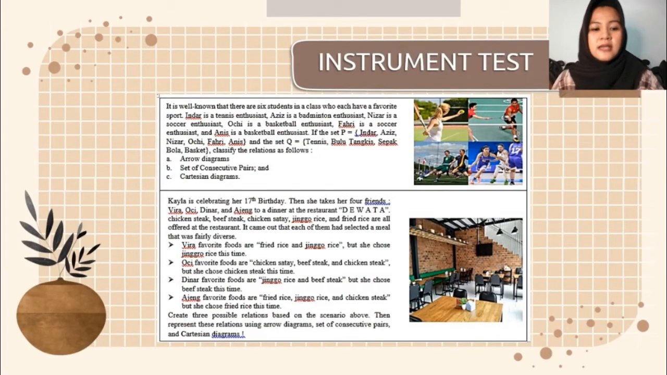The following is an illustration of the kind of test instrument utilized in this research. The two questions I created were contextual in nature. In order to get a better grasp of student comprehension, students are required to express their response in the form of a row diagram, Cartesian diagram, or set of consecutive pairs in both questions.